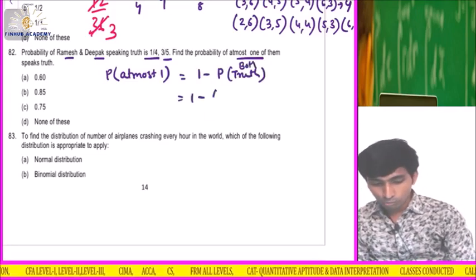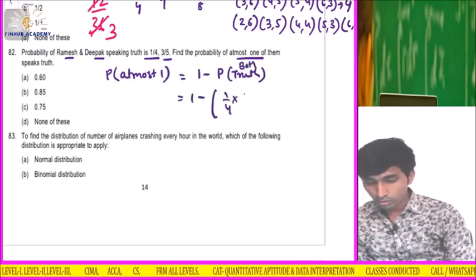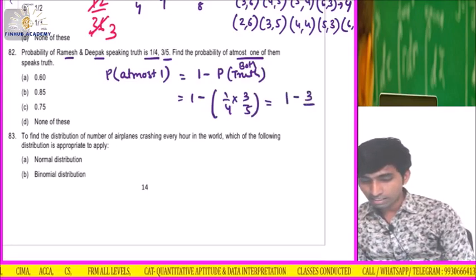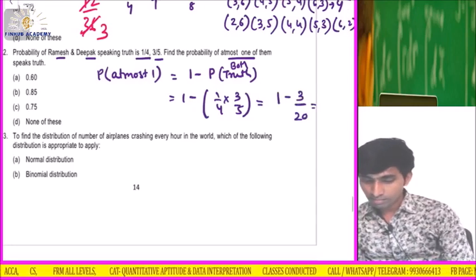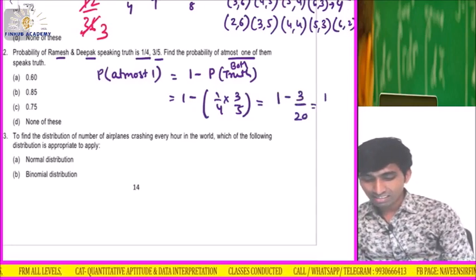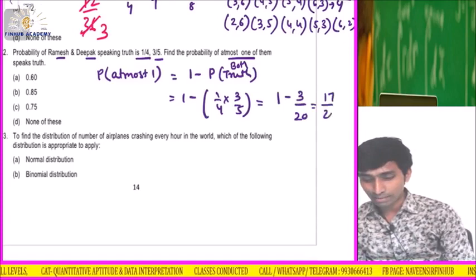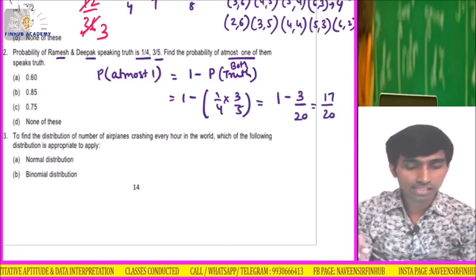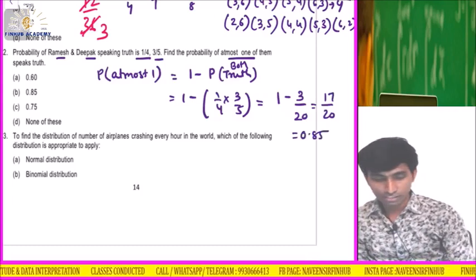So 1 minus both speak the truth is what? 1 by 4 into 3 by 5. So the answer is 1 minus 3 upon 20. So the answer is how much? 20 minus 3, 17 by 20. Check 17 by 20. 17 divided by 20. The answer is 0.85. Easy question.